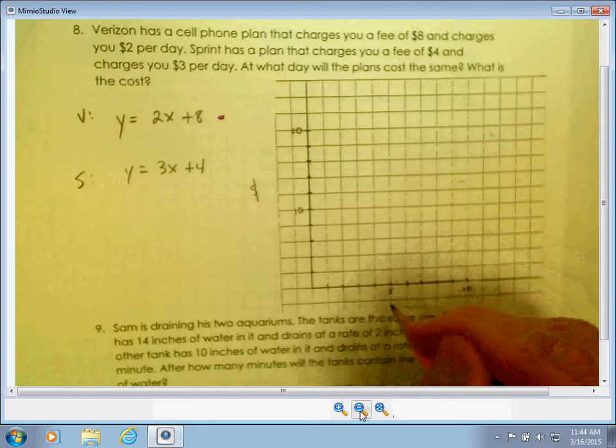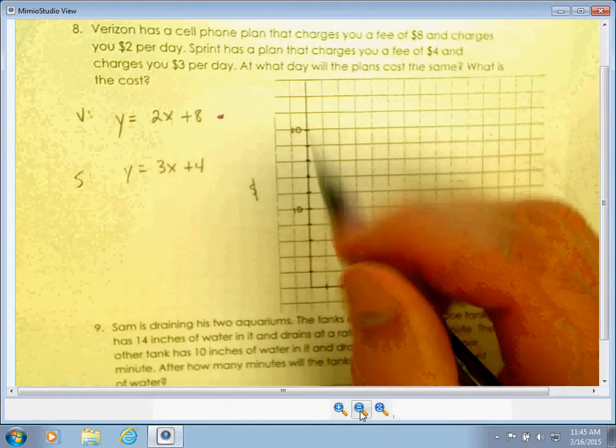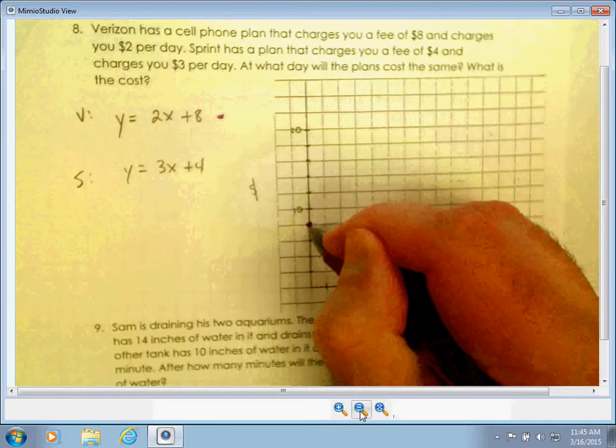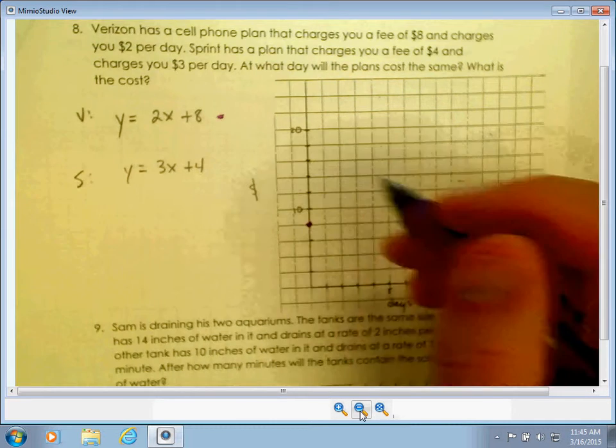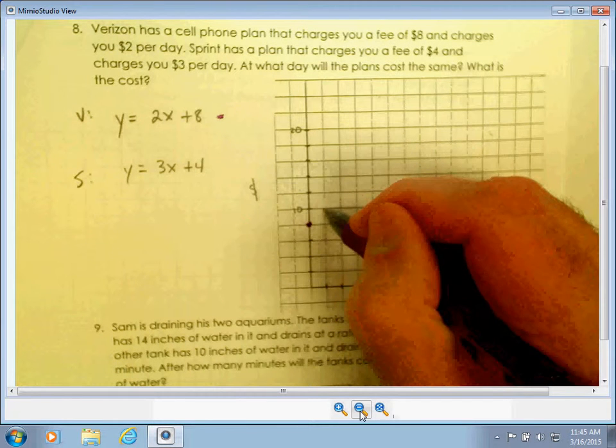Because x is the number of days. Okay, so let's plot the first one. I'll do it in purple. It says it starts at a y-intercept of 8, which is right here. And then you're supposed to go up 2, that's only one block, right? 2 and over 1.